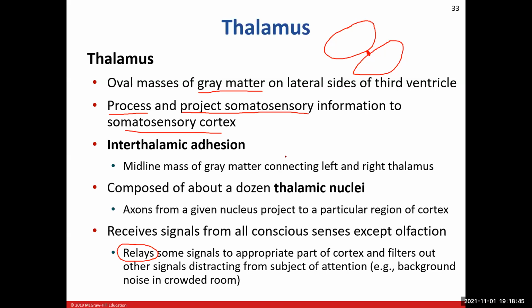All right, so all of these sensory information for all of our conscious senses come into the thalamus. The only one that doesn't, there's an exception, all right, is olfaction. What is that? That's taste.